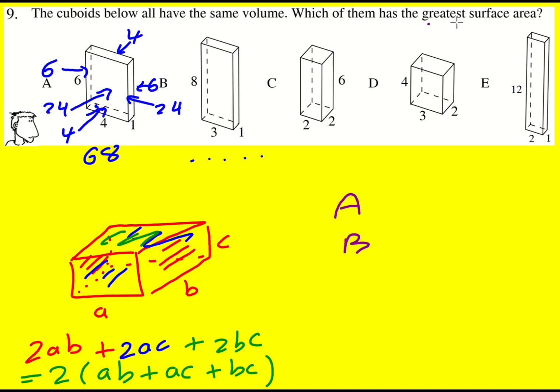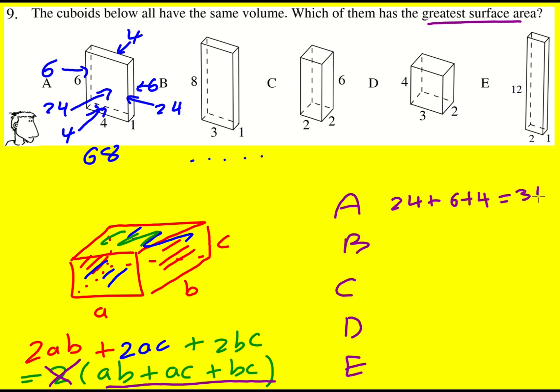Now, because we're interested in which one has the greatest surface area, we can take a little shortcut and not worry about timesing by 2, but for each of the cuboids, simply work out what AB plus AC plus BC is equal to. And don't worry too much about labeling which one is which. You just basically times the pairs and add, and make sure you've timesed all the pairs. So for A, it's going to be 6 times 4 plus 6 times 1 plus 4 times 1, which gives 34. That's actually half the surface area because we got rid of that 2. But you can see how quick that is.